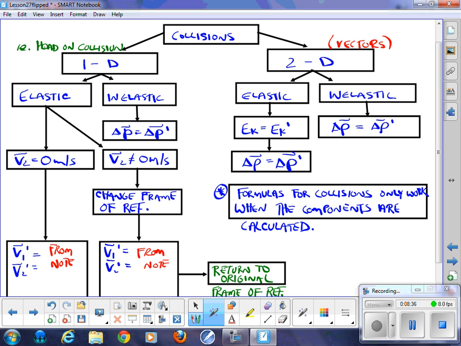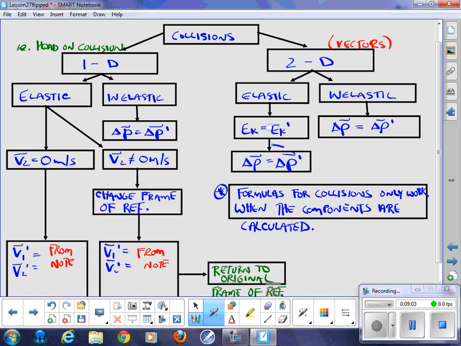The reverse, the 2D: if the cars are not coming head on, so they strike at an angle to each other, you still have your 2 decisions. If it's a fiery wreck and no one knows how the survivors walked away from it, it's inelastic. Your only option is to do momentum. If it's elastic, if we're talking about pool and the cue ball strikes the 8 ball, okay, you can use energy.